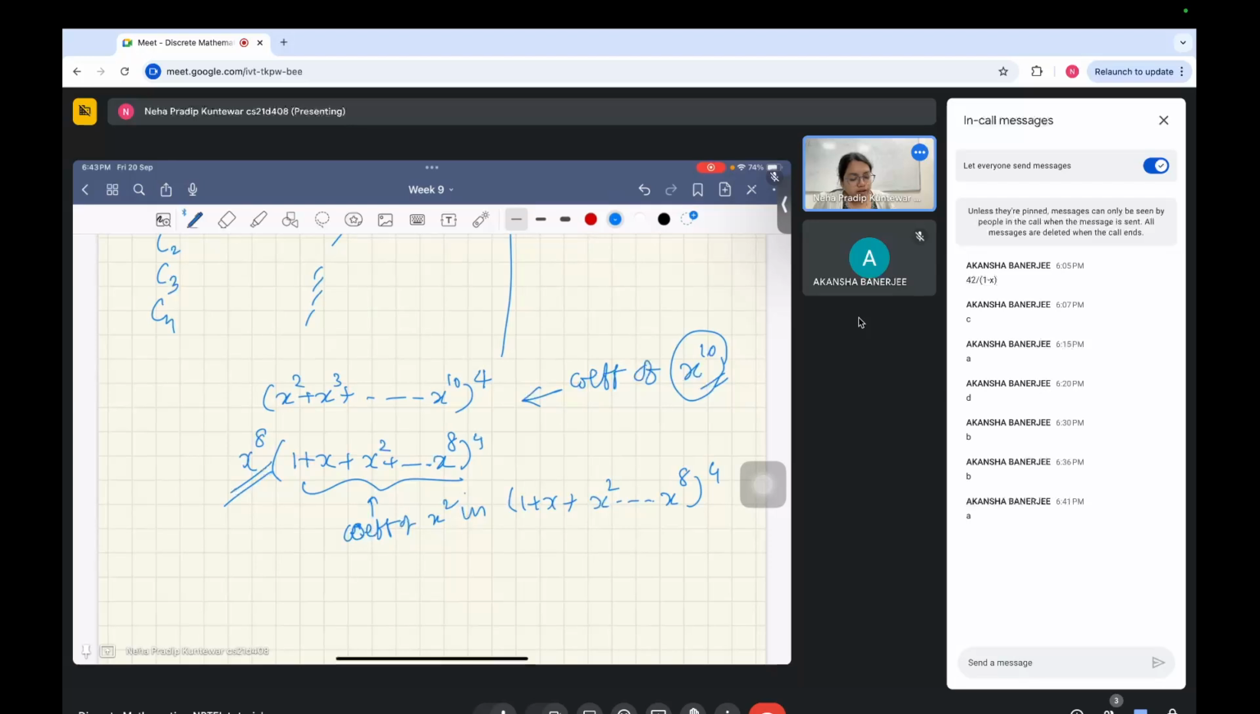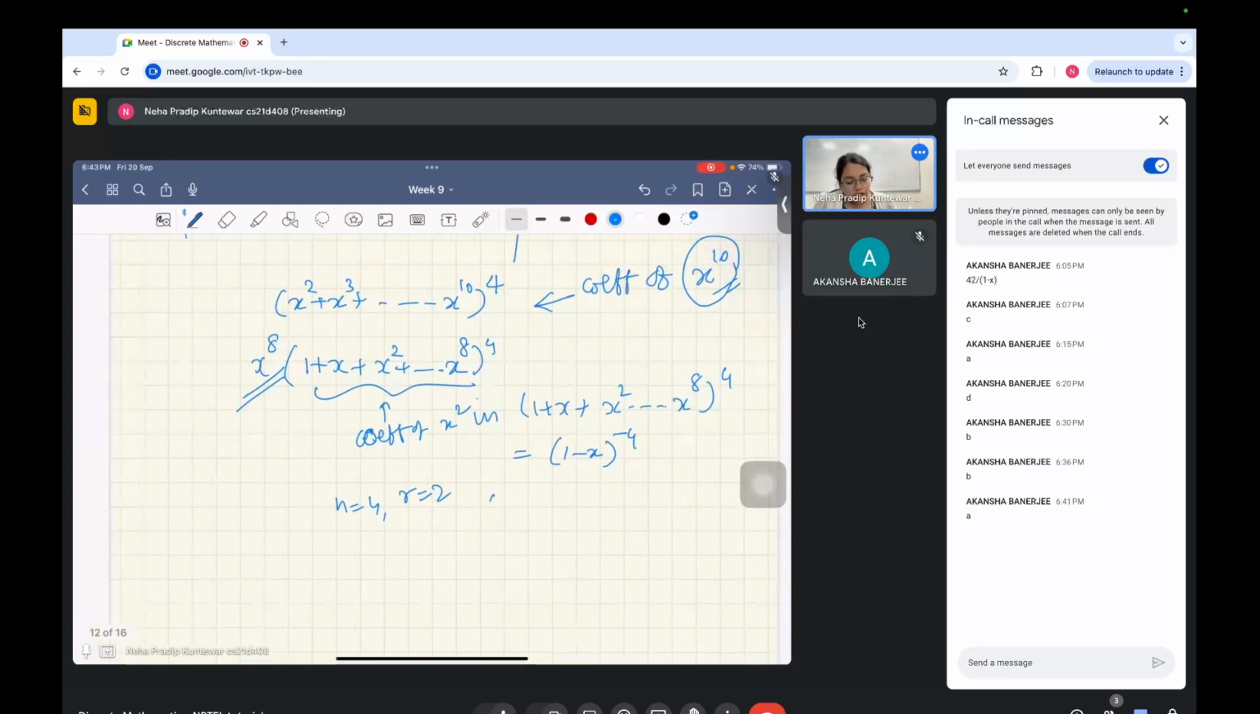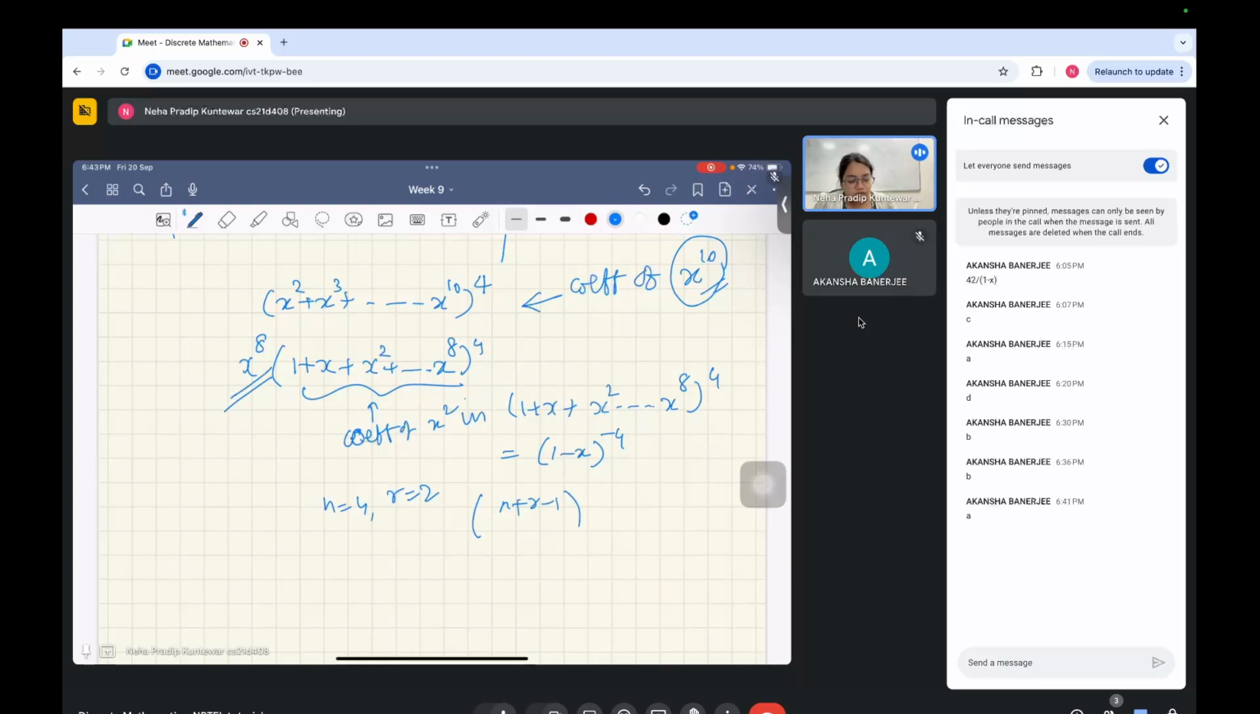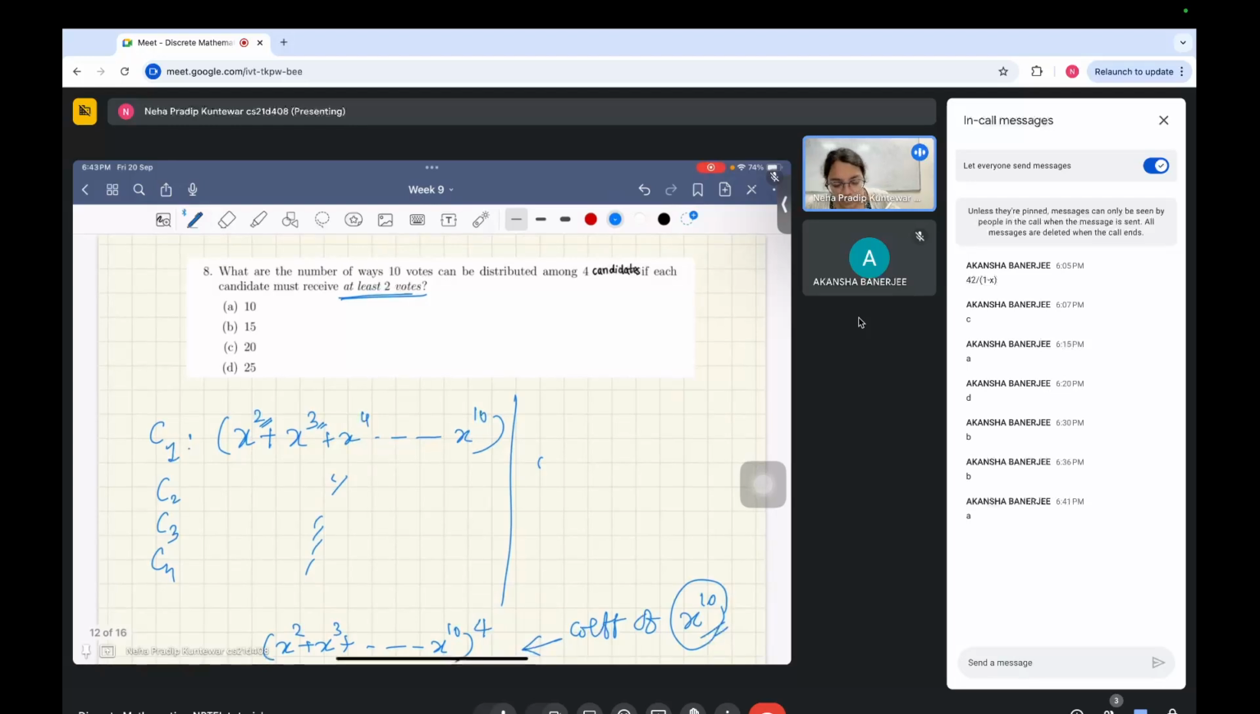Whole to the 4, and now you know that this is the same as (1 minus x) to the minus 4, so n is 4, r is 2, and again the coefficient is n plus r minus 1 choose r, which is the same as 5 choose 2, which is the same as 10. So yeah, your answer is right, which is 10.